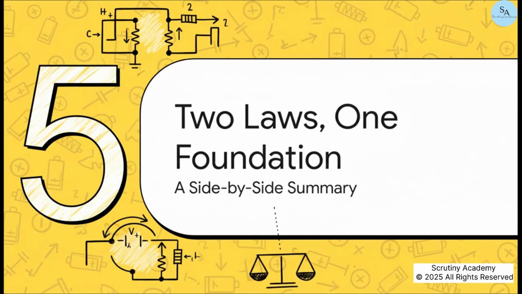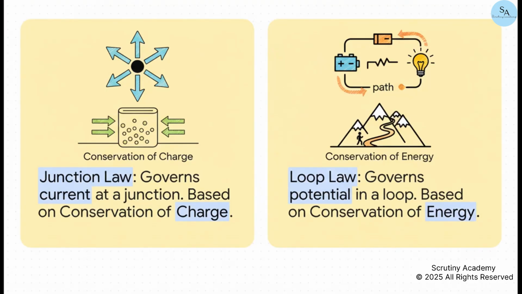All right, let's do a quick recap. We'll just put these 2 powerful laws right next to each other to make sure the difference between them is totally crystal clear. So on one hand, you have the junction law. It's all about the current at a single point, and it's based on the conservation of charge. On the other hand, you have the loop law. It's all about the voltage around a closed path, and it's based on the conservation of energy. 2 different laws built on 2 of the biggest, most fundamental principles in all of physics.